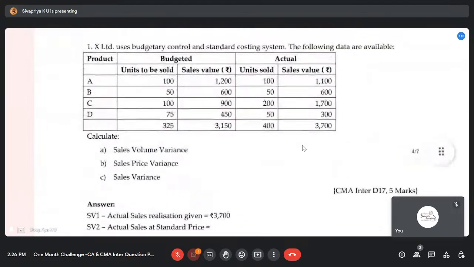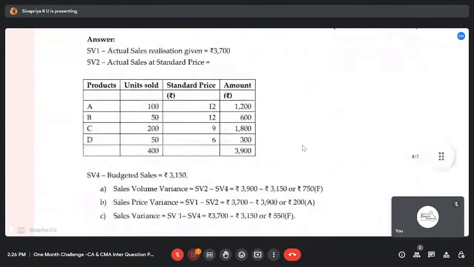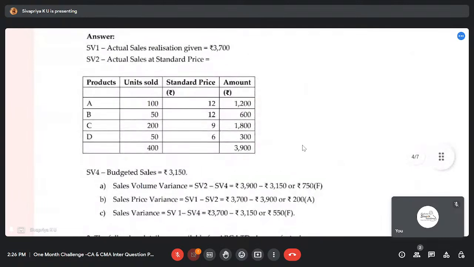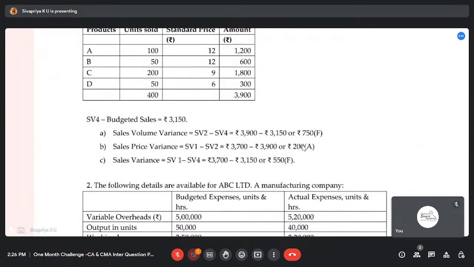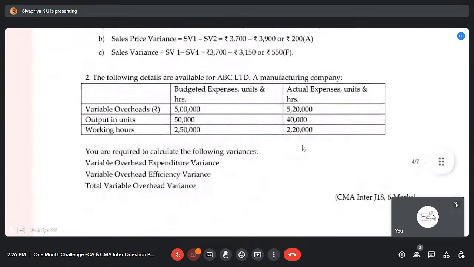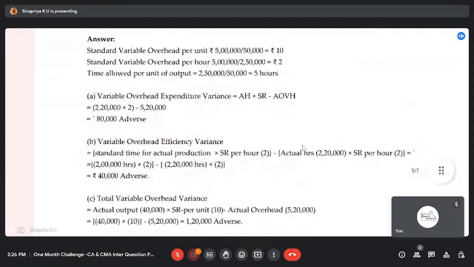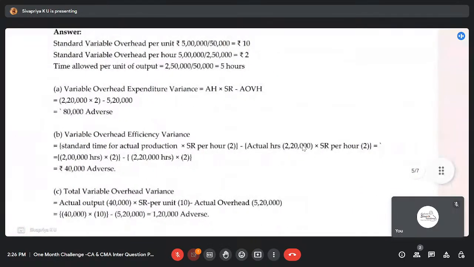Section B. Variance. Sales volume variance 750 favorable. Price variance 200 adverse. And the total is 550 favorable. The next is variable overhead variance. So these are the workings. Variable overhead expenditure variance 80,000 adverse. Efficiency variance 40,000 adverse. Total 1,20,000 adverse.